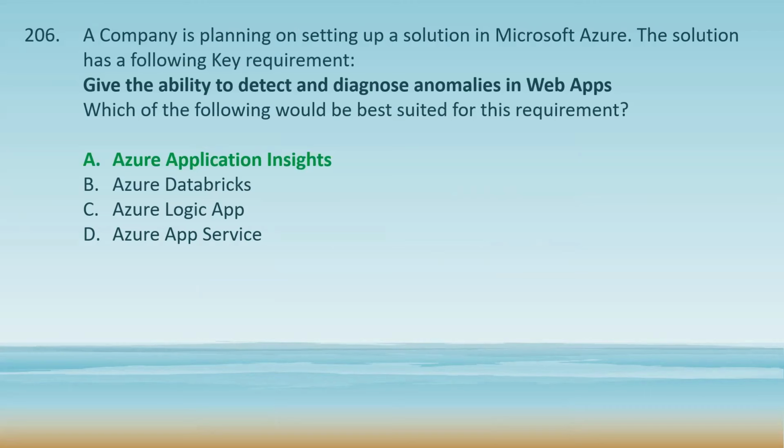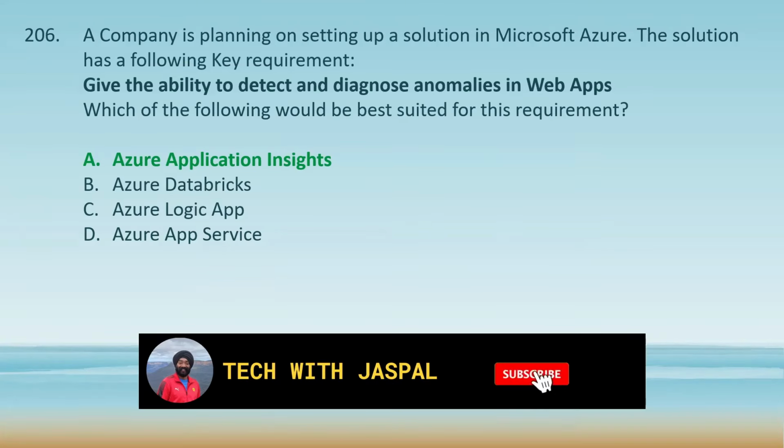Azure Application Insights is the monitoring and diagnostic service that is designed specifically for web applications, including Azure Web Apps. It provides various features for tracking and analyzing application performance, detecting anomalies, and diagnosing issues. You can use Application Insights to gain insights into how your web app is performing, set up alerts for anomalies, and troubleshoot problems effectively. Other choices: Azure Databricks is more focused on big data and analytics workloads. Azure Logic Apps is for workflow automation, and Azure App Service is the platform for hosting web apps, but does not offer the same level of application performance monitoring and anomaly detection features as Application Insights.